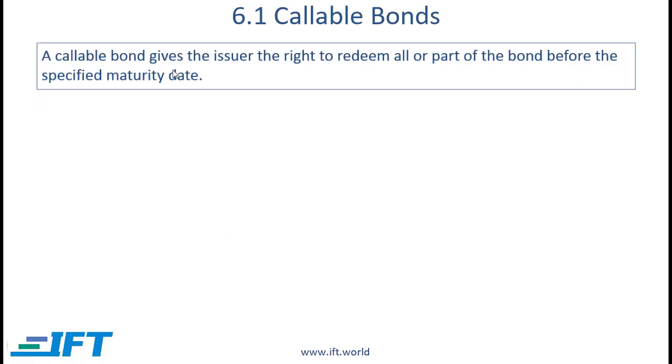Let's start with a callable bond. A callable bond gives the issuer the right to redeem all or part of the bond before the specified maturity date.